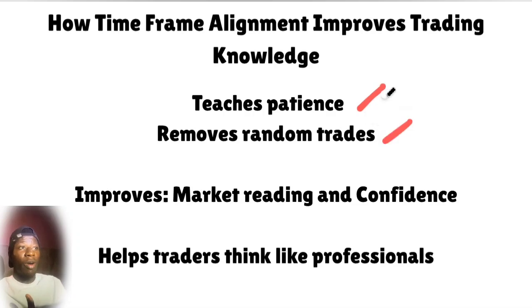Now when I talk about patience, you know what the higher time frame is doing. When you scale down to a lower time frame, then you're looking for confluences that align to what the higher time frame is doing. Then it teaches you the patience to wait for it to form. Then you just simply enter your trade, right?